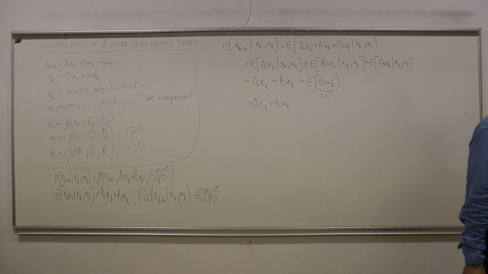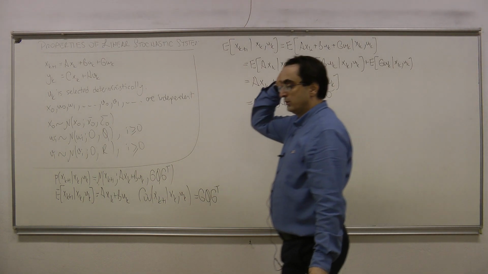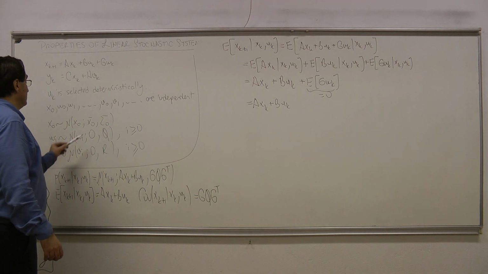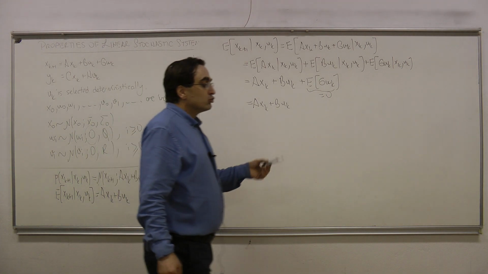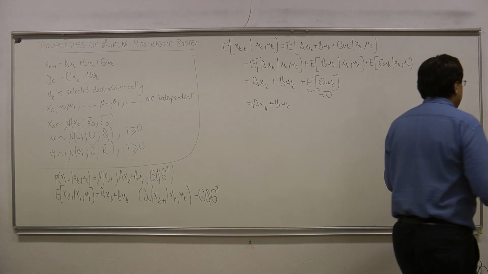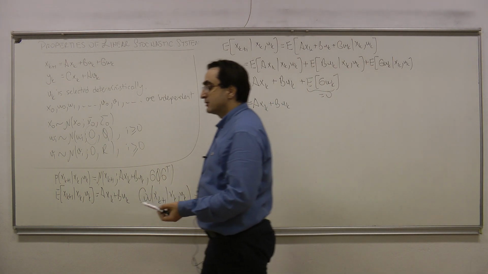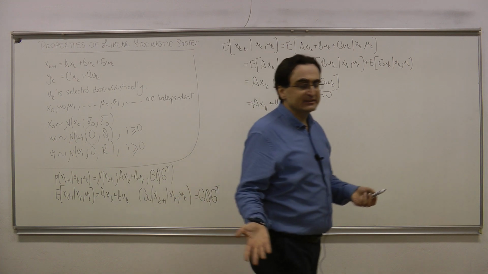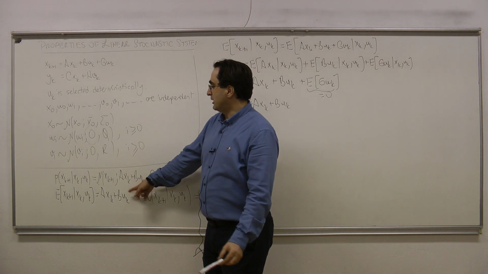So here you see that I didn't use the Gaussianity of wk at all. Okay? I have just used here the zero mean property of wk. Okay? So wk could have any other distribution than the Gaussian distribution. As long as it has zero mean, then I would have the same expected value property here.